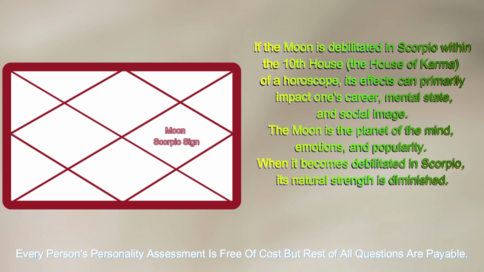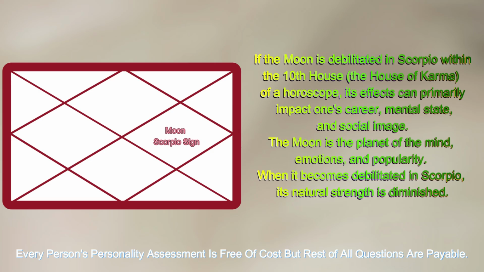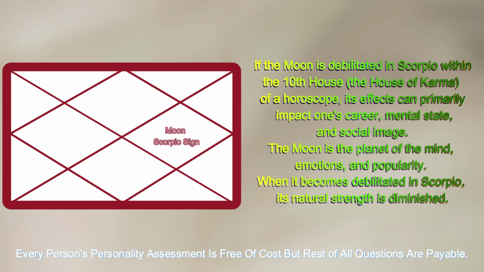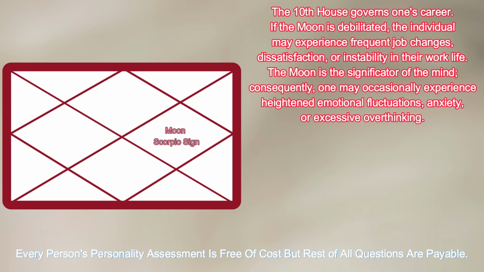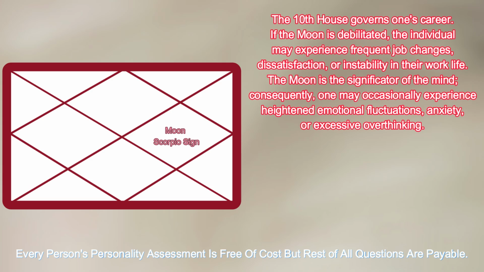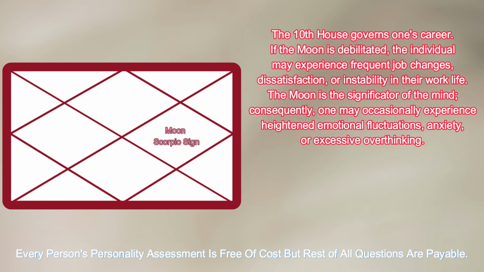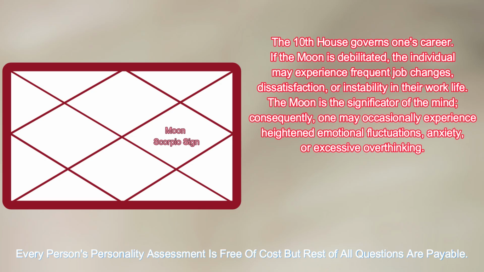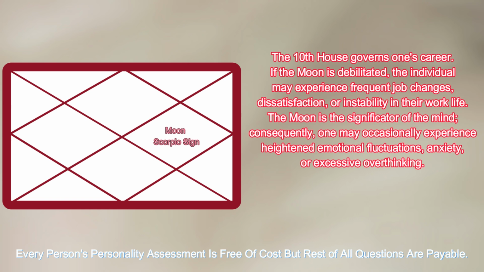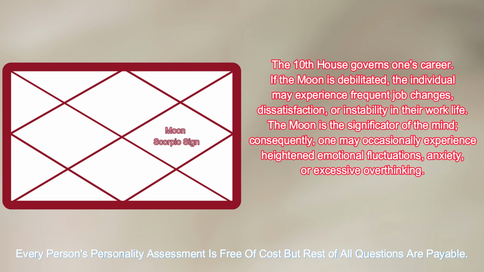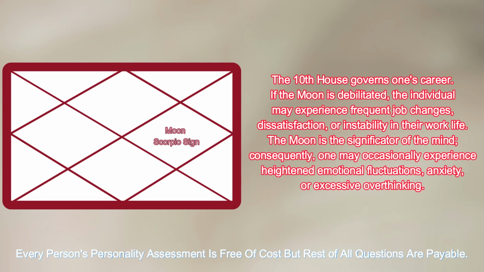The moon is the planet of the mind, emotions, and popularity. When it becomes debilitated in Scorpio, its natural strength is diminished. The 10th house governs one's career. If the moon is debilitated, the individual may experience frequent job changes, dissatisfaction, or instability in their work life. The moon is the significator of the mind. Consequently, one may occasionally experience heightened emotional fluctuations, anxiety, or excessive overthinking.